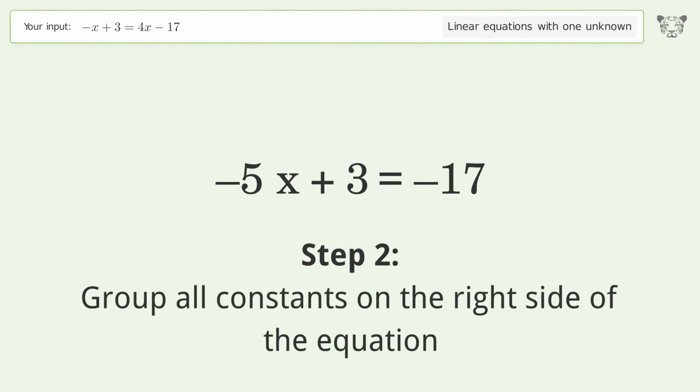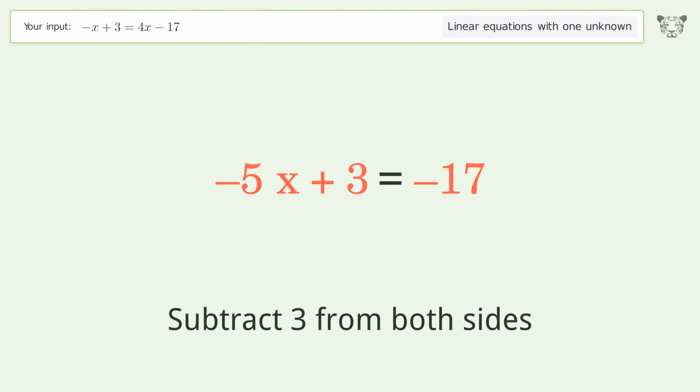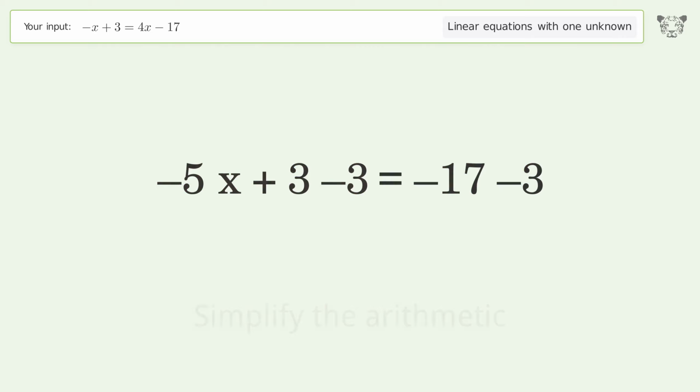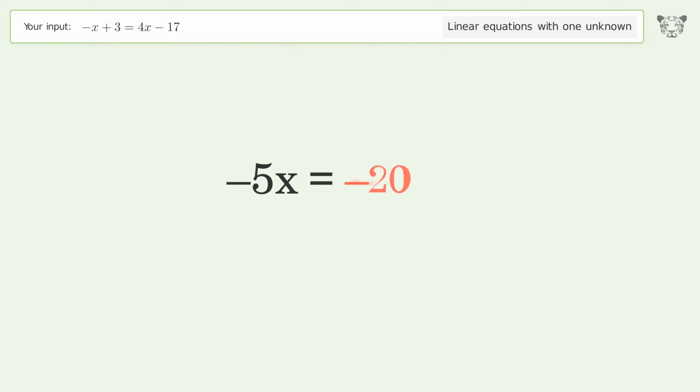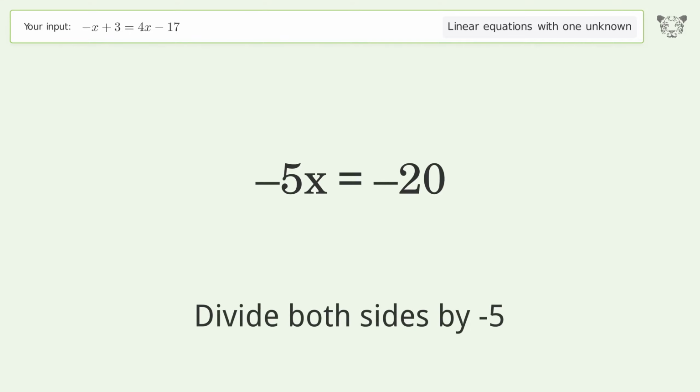Group all constants on the right side of the equation. Subtract 3 from both sides. Simplify the arithmetic. Isolate the x. Divide both sides by -5.